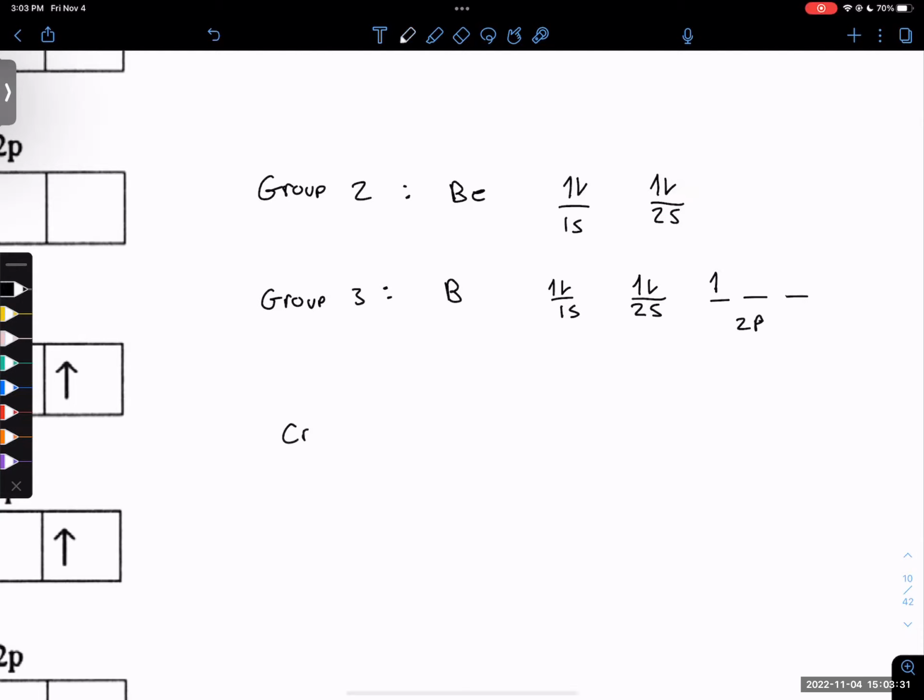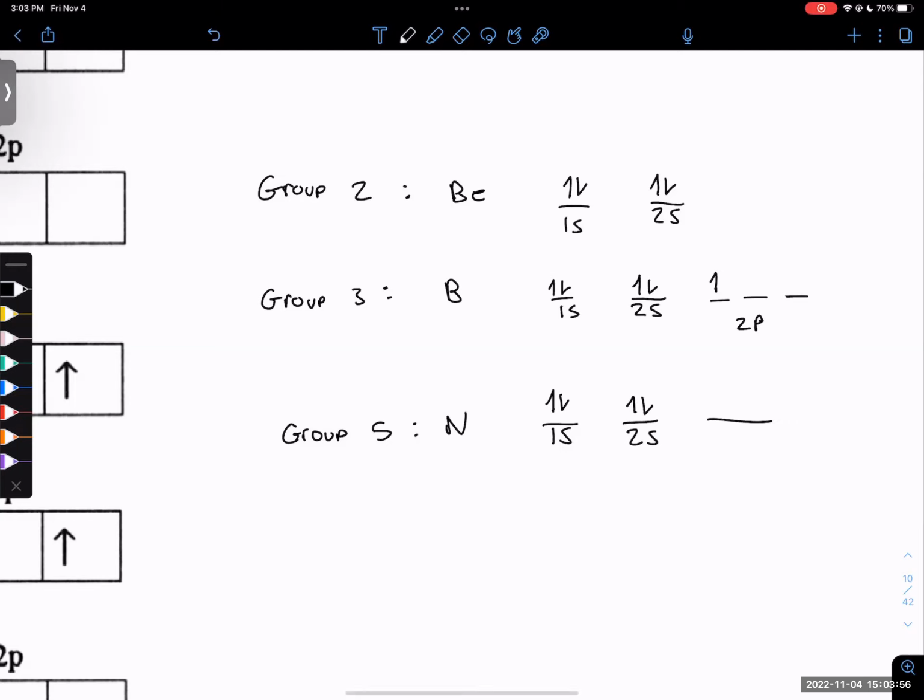So group 5 would be nitrogen. No, it doesn't, because they're two different things. One is you have a filled orbital. The other one is you have a completely filled subshell. Subshells contain orbitals.